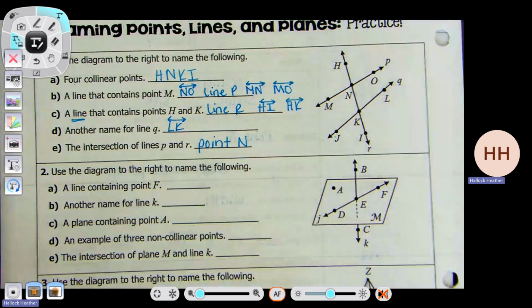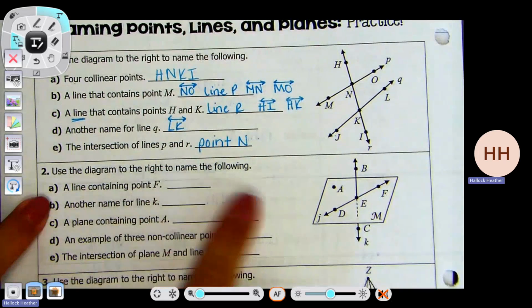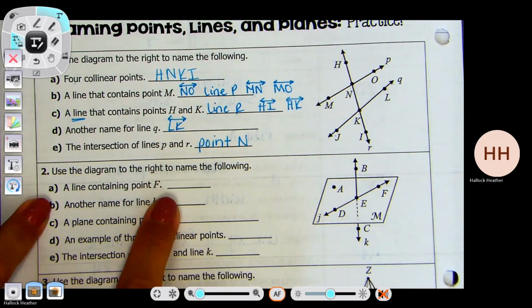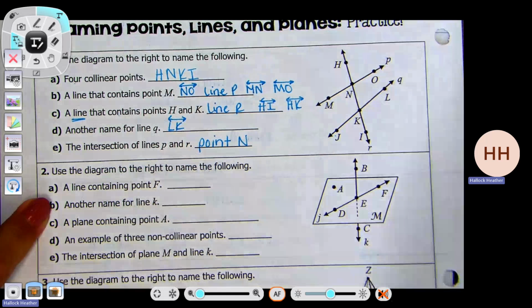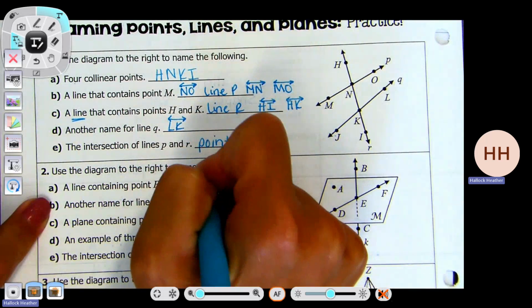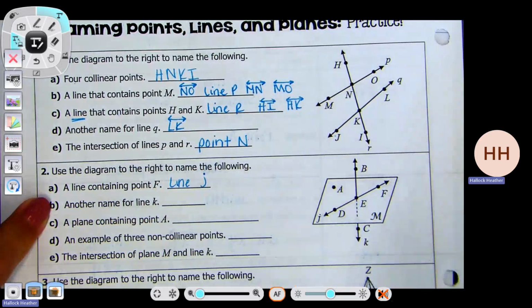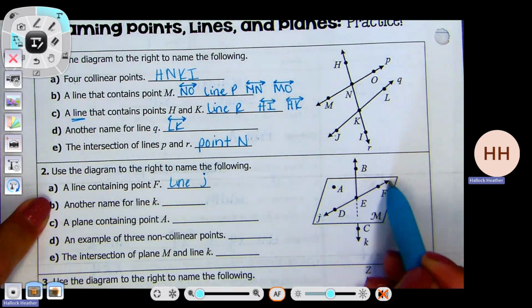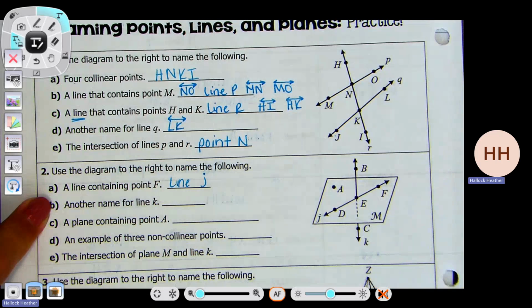Okay, let's talk about number 2. Okay, so number 2, and if you're not done, it's not a big deal. It says use the diagram to the right to name the following. So a line containing point F. Line J. You can't just say J, you have to say line J. That would be the easiest one to use, would be line J. Or you could use 2 letters on that line. You could say DE, EF, DF with the little arrow on top. That would also be correct.